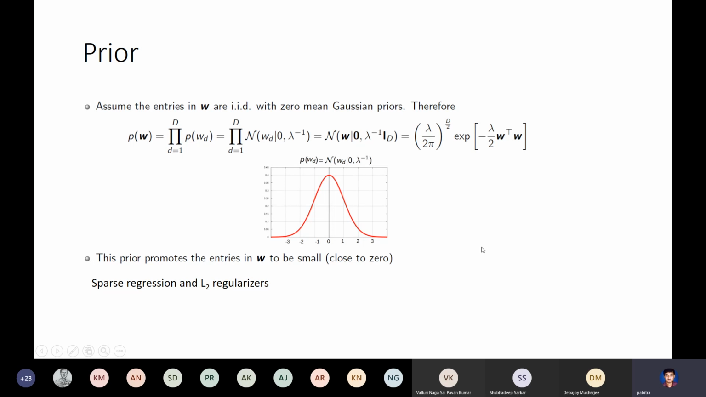Okay. So see, the prior again kind of biases you. It says that these parameter values, from my previous experience, are more likely. So in this case, we say that zero values of W_d are more likely. Why we say that, we'll see later. It is related to something called sparse regression.